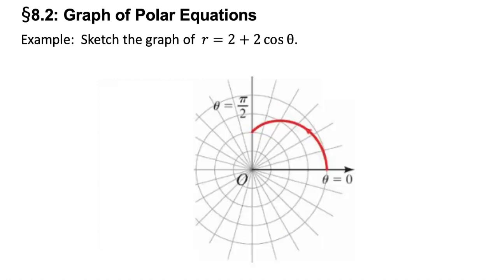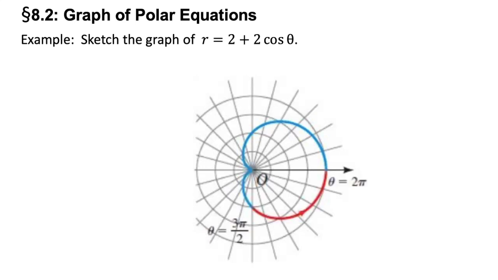So the graph started at r equals 4 when theta was 0 and curved to r equals 2 when theta was pi over 2. At theta equals pi, r went to 0, and at theta equals 3 pi over 2, r went back up to 2. And at theta equals 2 pi, r became 4. Note that this cycle repeats. This is called a cardioid as it looks like a heart.